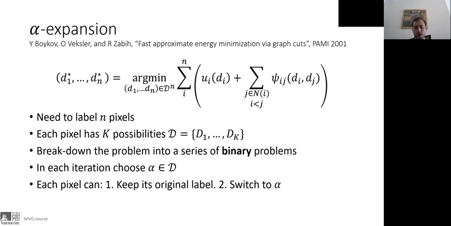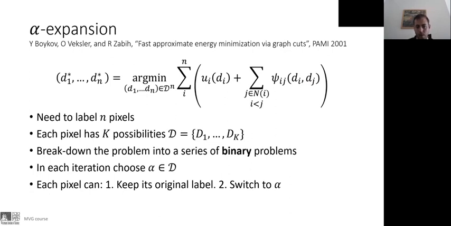Each time we choose some alpha in the set of the disparities, and we let all the pixels together either change to alpha or keep their original disparity. So we can find in each step a global minimum for the decision of whether the pixels want to change to alpha or keep what they have. And that will give us a very efficient solution. It's still an approximation, but it works very well.